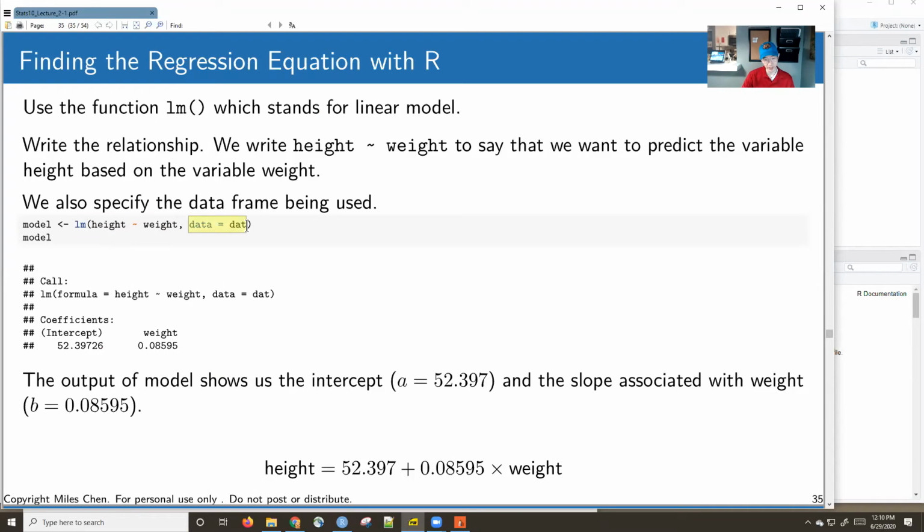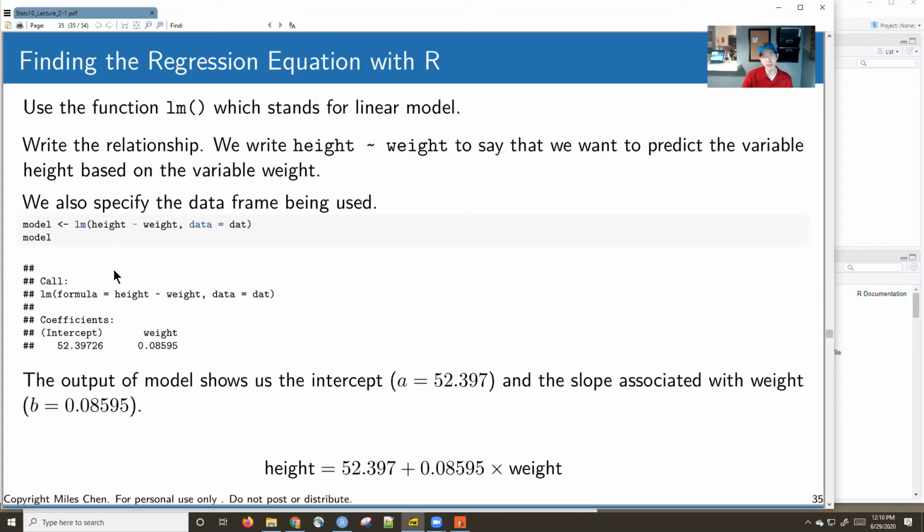We specified the name of our data frame, right? So I think you guys are familiar with that. I think in your first lab you had data is equal to NC births and things like that. And then we store that using the arrow. We say save it into this thing, model, okay?